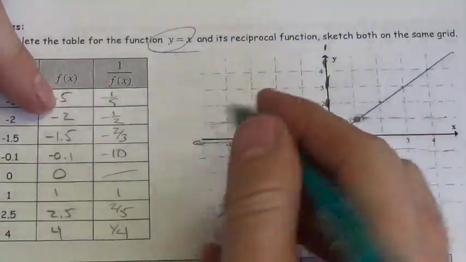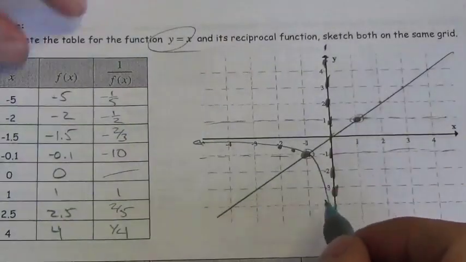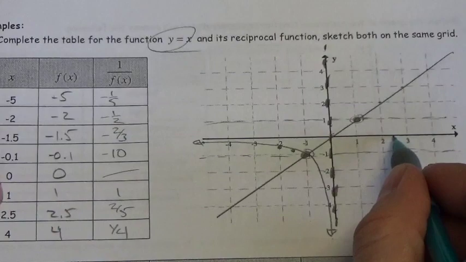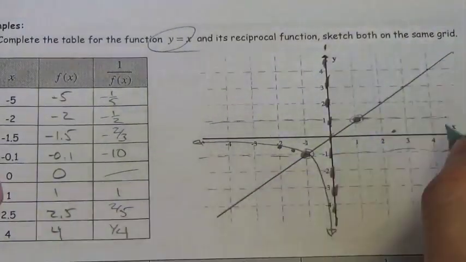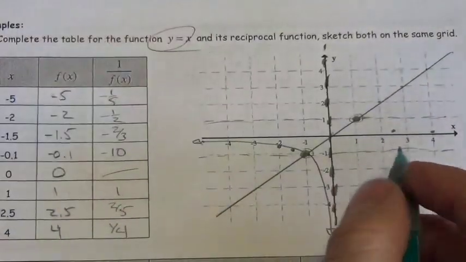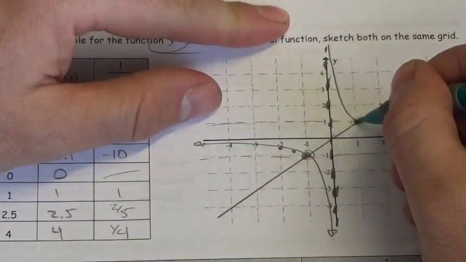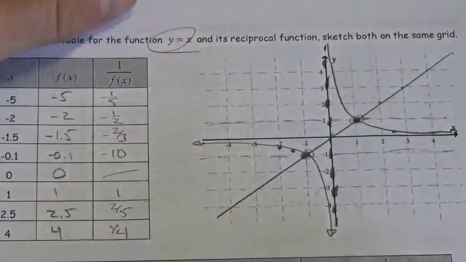Now, the further to the left I go, the closer it's going to get to the x-axis, but it'll never actually get there. Over here, 2.5 became 2/5, so it's going to be right there. 4 became 1/4, and actually the behavior is going to be the same as it was on the other side there. Okay, and there you go.